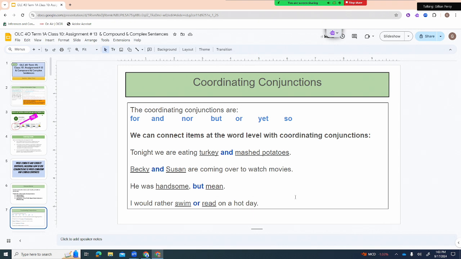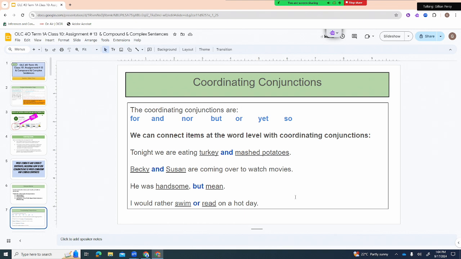So if I said tonight we are eating turkey and mashed potatoes, I'm just joining the two words, turkey and mashed potatoes. I'm connecting them to what we're eating. Becky and Susan are coming over to watch movies. I'm connecting the two names. They're working as a compound subject. He was handsome but mean. The handsome but mean is describing him. It's not a whole new sentence.